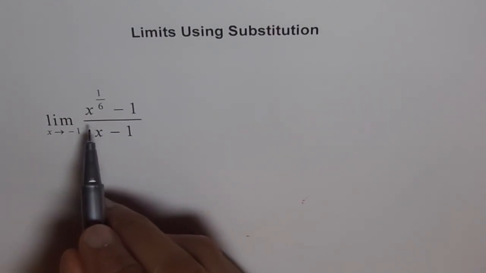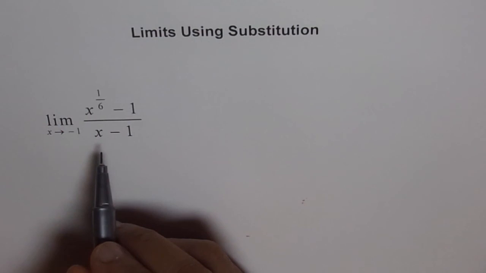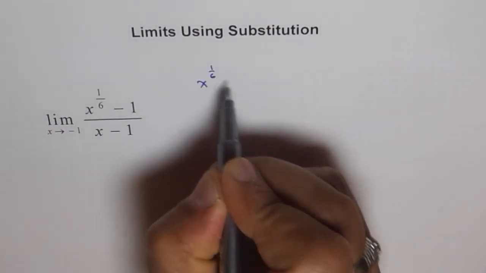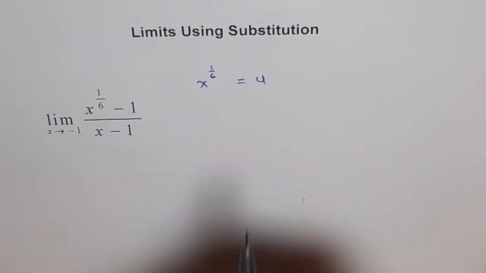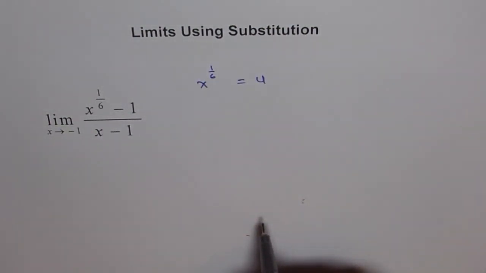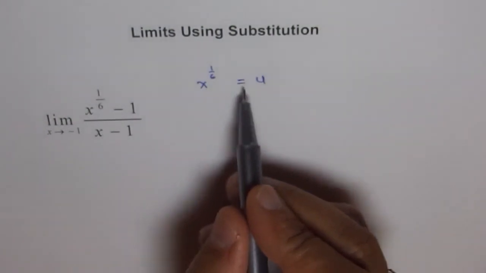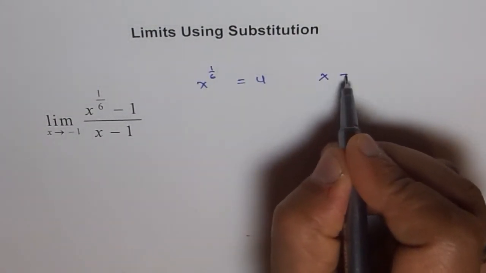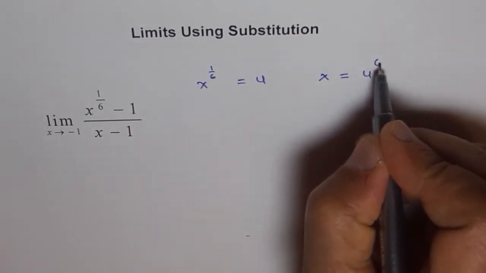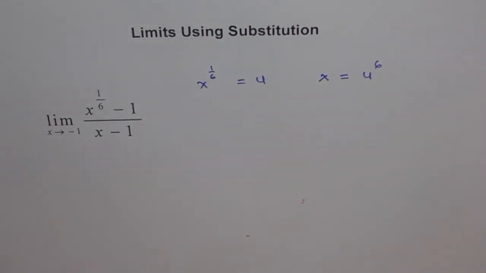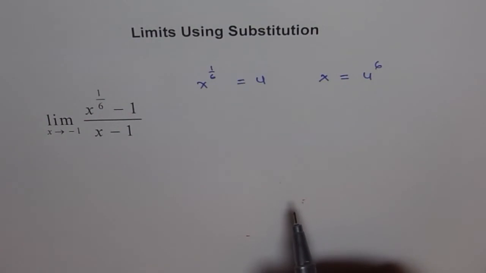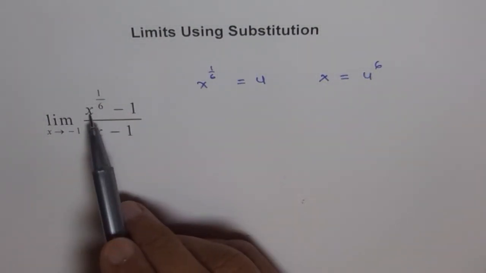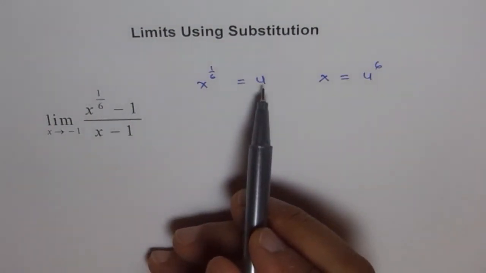How? Let's substitute. This time we'll substitute x to the power of 1 over 6 as, let us say, some variable u. Now if x to the power of 1 over 6 is equal to u, then what is x equal to? Then we have x equals u to the power of 6. Is that okay? So we can replace x with u to the power of 6 and x to the power of 1 over 6 with u, right?